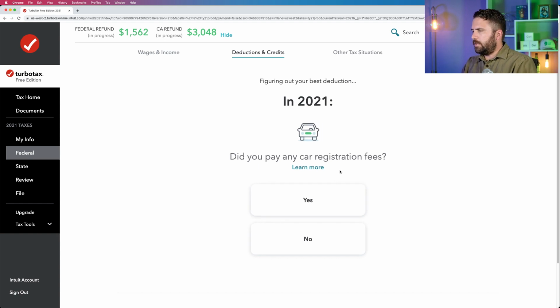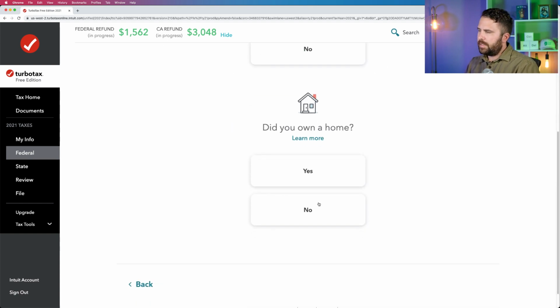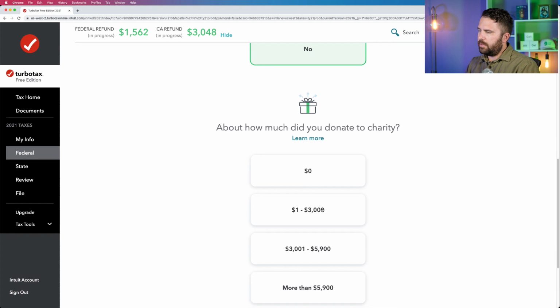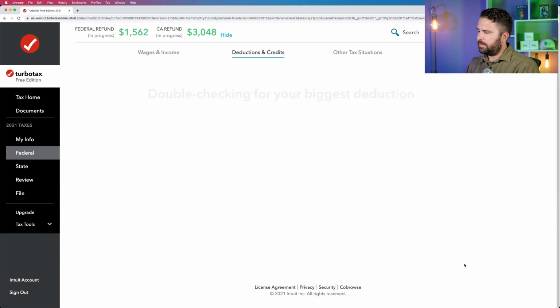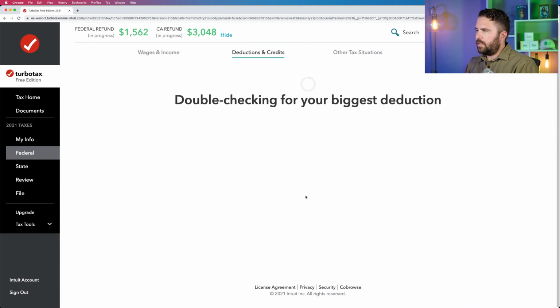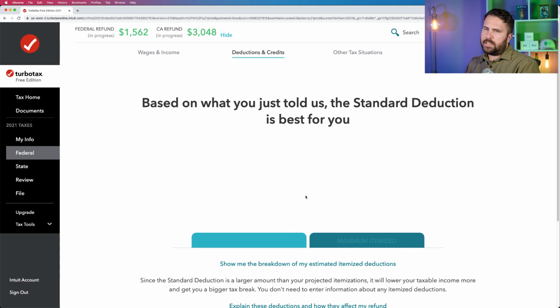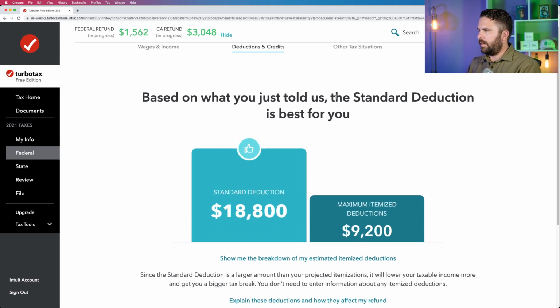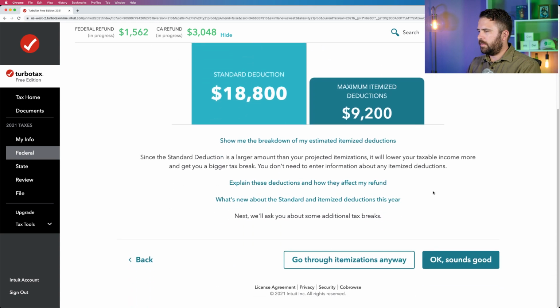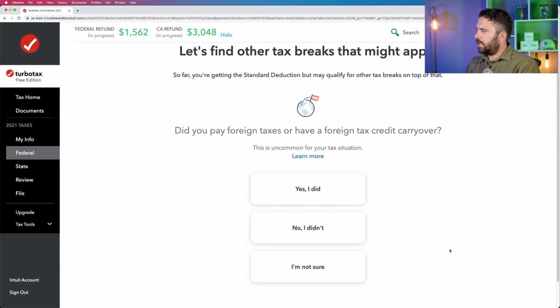all right, in 2021, did you pay any car registration fees? I'm going to say no. I'm going to say he donated a few hundred dollars. I'm going to say he spent a little bit on medical. So those are all examples of itemized deductions, but yeah. Okay, standard deduction is best for you. Okay. That's what I'm going for.